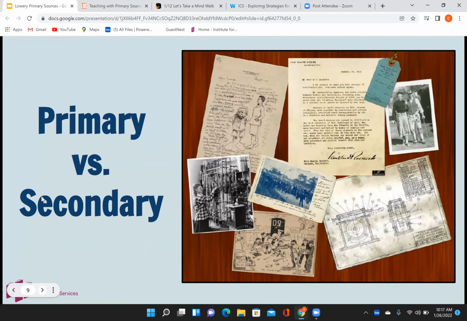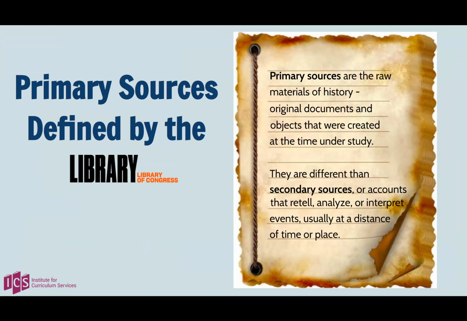And we will get to that in a moment, talking about secondary sources. Okay, so primary sources, as you can read on the screen, the Library of Congress shares this definition, are the raw materials of history and original documents and objects that were created at the time under study. They are different than secondary sources or accounts that retell, analyze, or interpret. And this video can be found at the Library of Congress. This video will be available to you in the Wakelet and would be something good to share with your students when you are starting to help them understand or regain an understanding of the difference between the two.